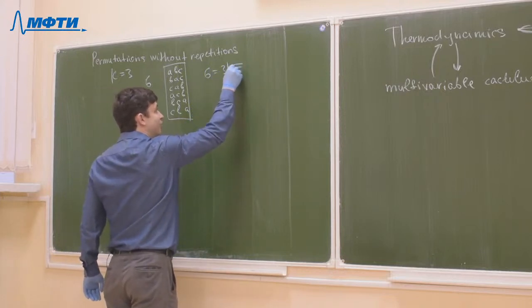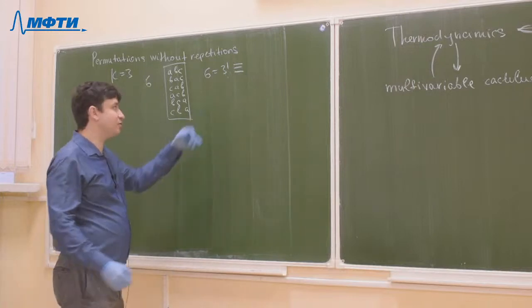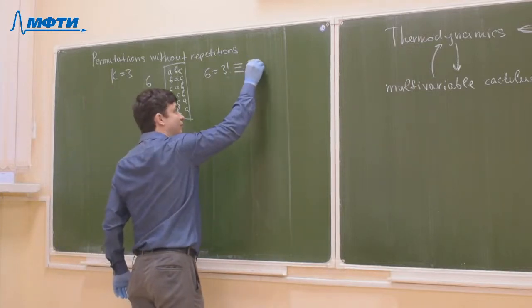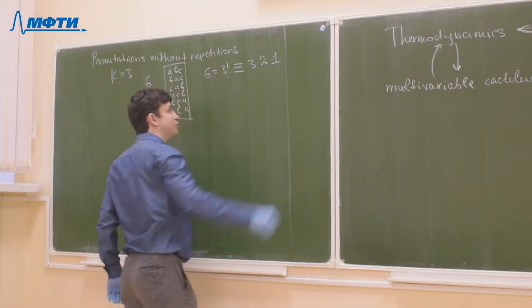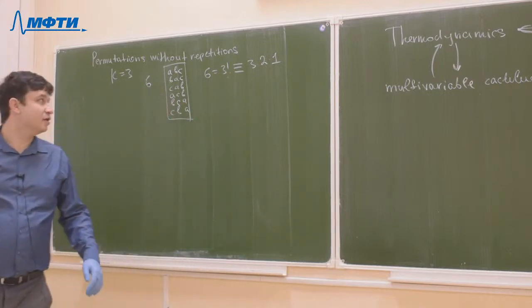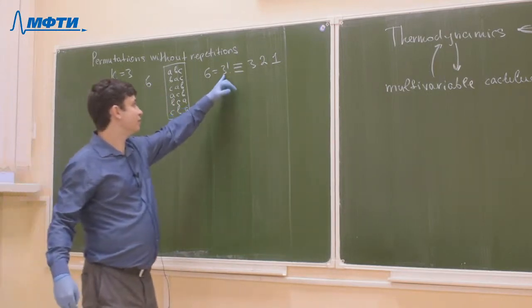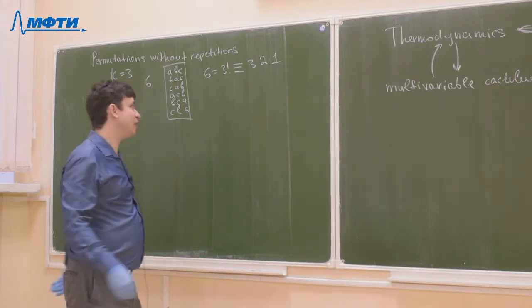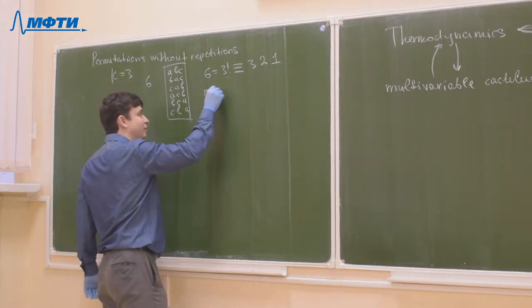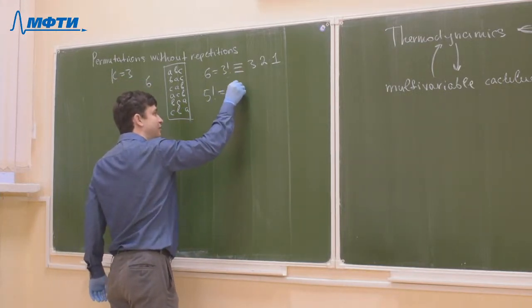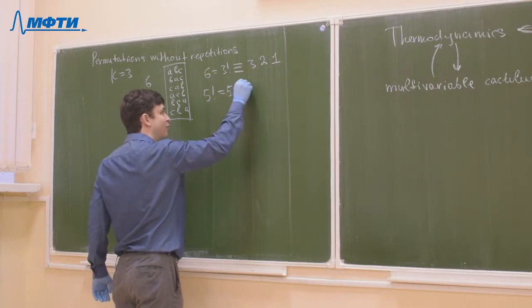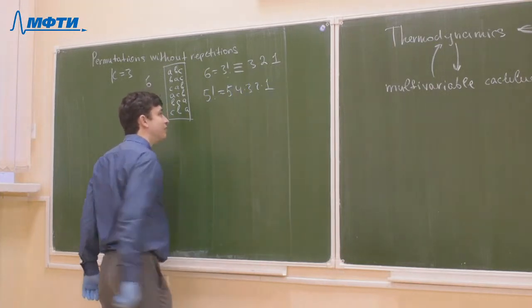and factorial is a notation which is expanded in the following way. It's a product of all integers from the number 3 down to 1. So if you have 5 factorial, then 5 factorial is calculated as the product of 5 by 4 by 3 by 2 by 1.